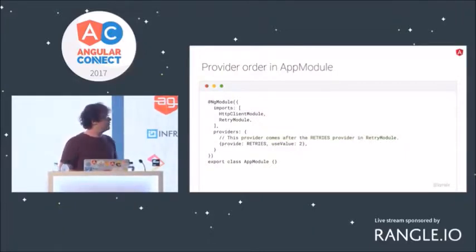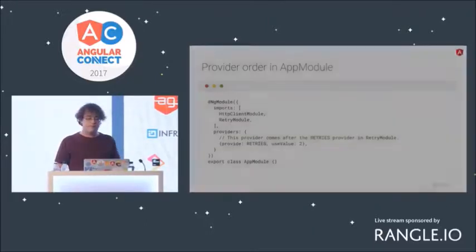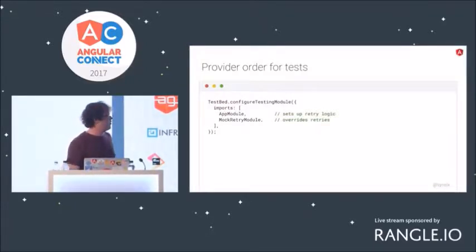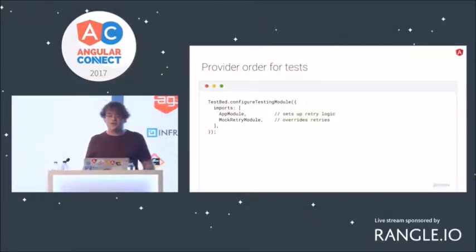But provider order is not only important in the application itself, it's very important in testing. It's what allows us to have testing modules, for example, a hypothetical mock retry module, that override the providers from our application. So inside of a test, for example, we could disable retry because we know the server is not going to succeed if a test is designed to fail. So our test will run a little faster.